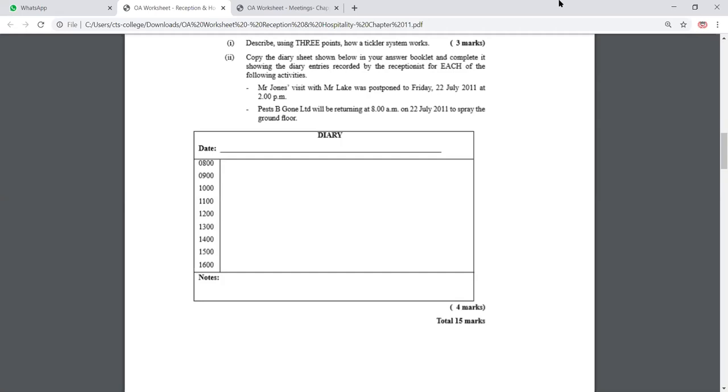Two: daily checks must be made to determine whether the note or document should be acted upon. And your third point: if there has been no reply, the document is passed to the responsible party for action. Right, good, great. That's three answers there for three marks.